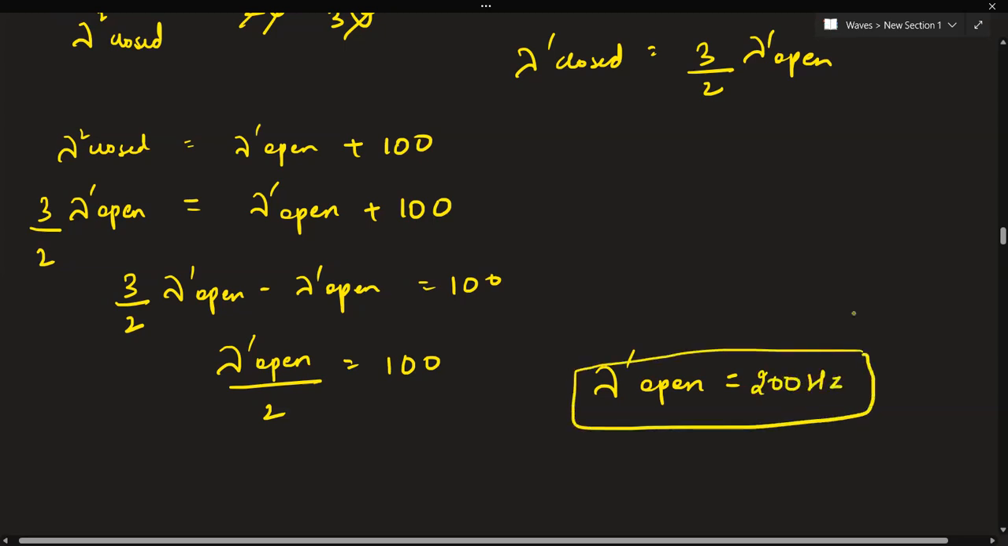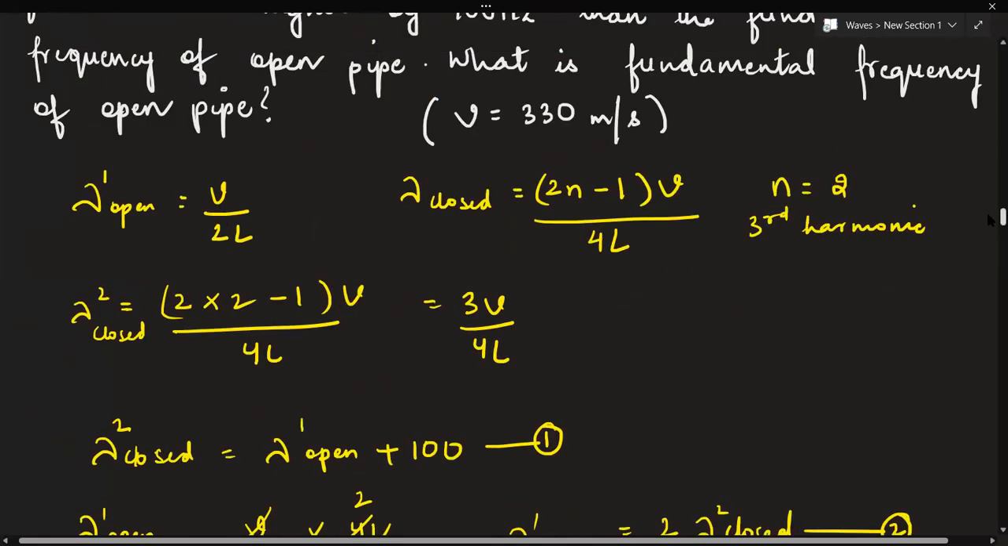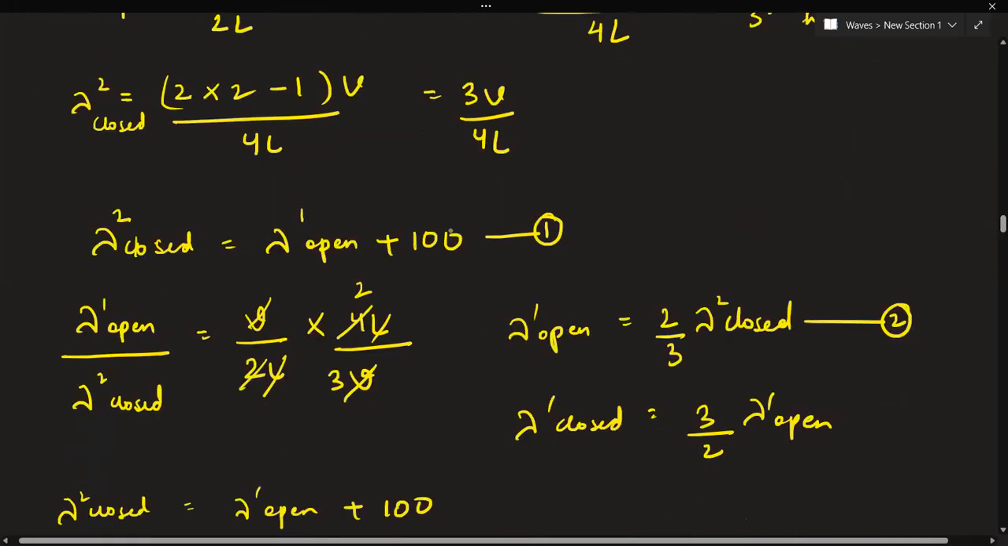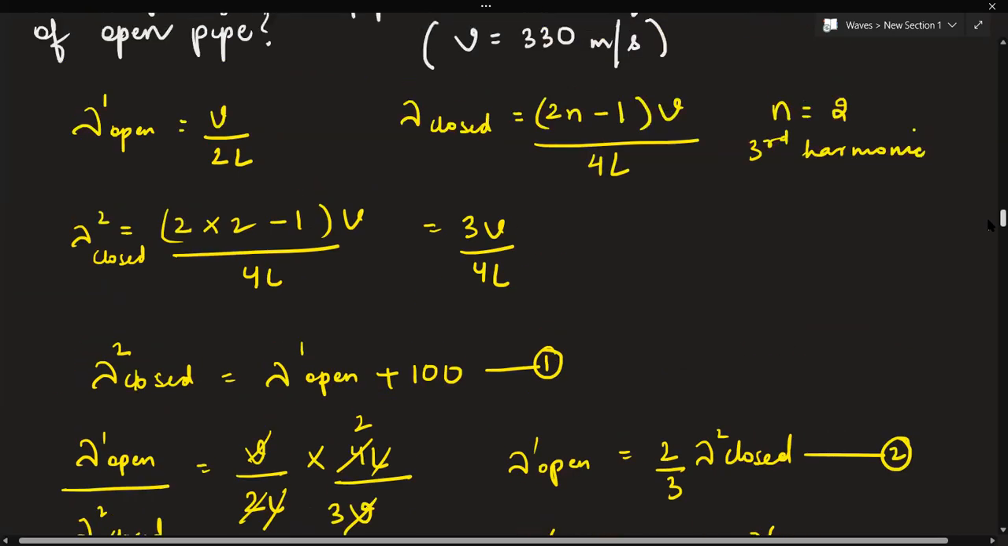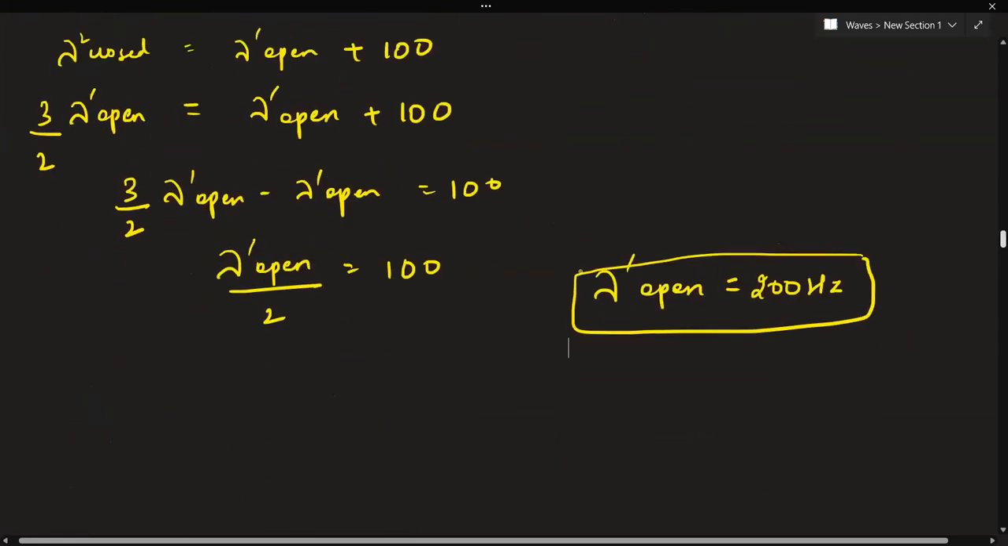What is the frequency of the open organ pipe? Is it clear? See what we have done. We have just established the relation between these two so as to get an equation. And the rest of this equation was already given in the question in terms of words. And we had to calculate the fundamental frequency of the open pipe. Had it asked us the frequency of the closed organ pipe, then we would have substituted the value of the open organ pipe in this, and we would have got the value of the closed organ pipe. So see, if open organ pipe is 200, what should be the frequency of the closed pipe?